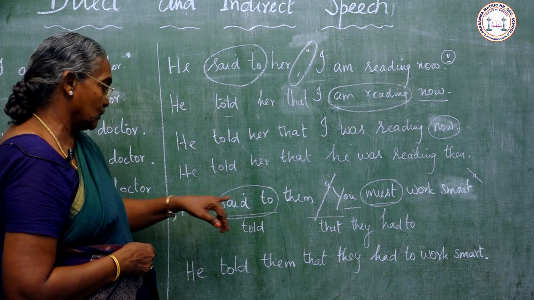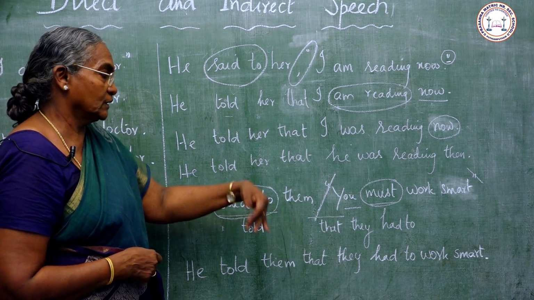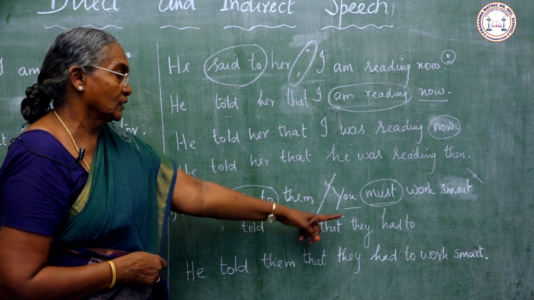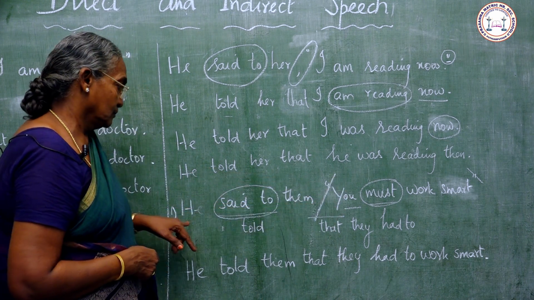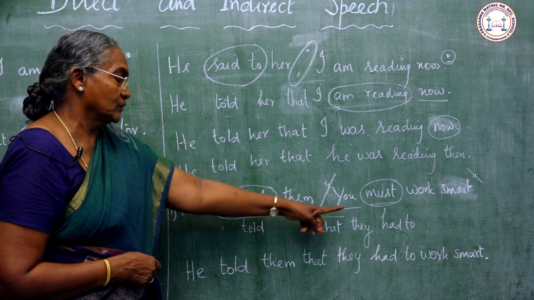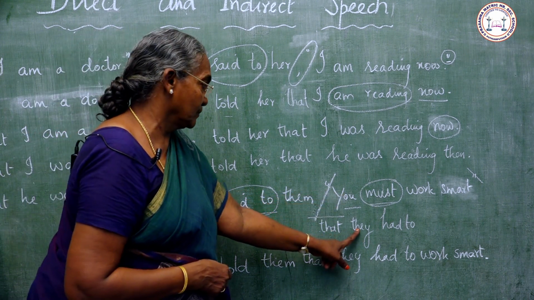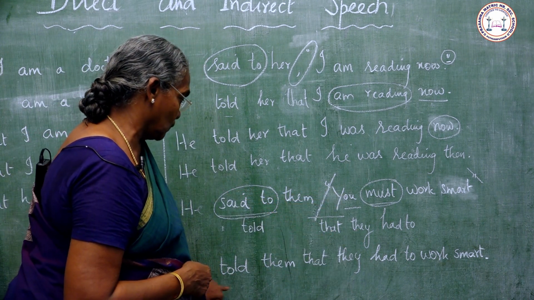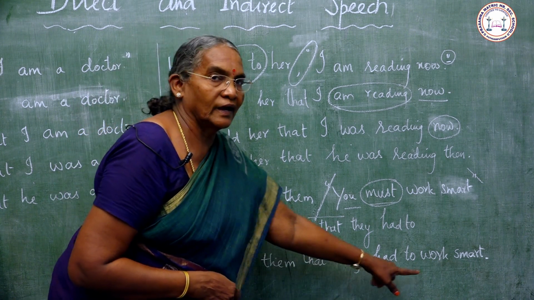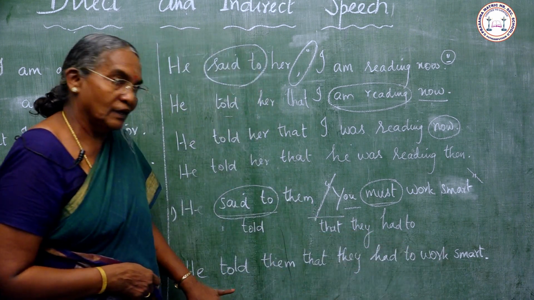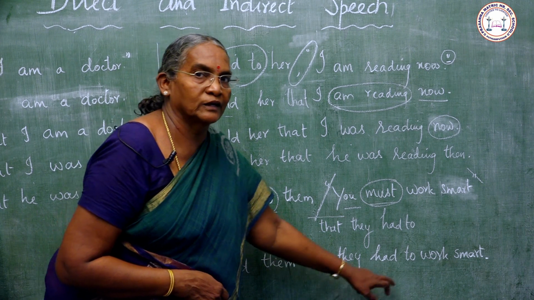You refers to them. He said to them, you must work smart. He is talking to them, so you refers to them. So you changes into they. Now read the full sentence. He told them that they had to work smart.